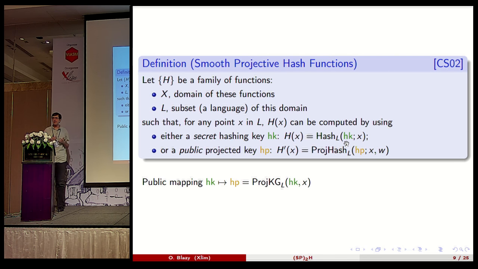We are also going to use smooth projective hash functions. To remind you of the definition, this was introduced in 2002 by Cramer and Shoup. You consider a family of functions defined over a domain X, and more precisely, you consider a subset of this domain that is what you call a language. That's a set of words that verify some property, and where there exists a witness W that indeed proves that the word verifies this property. You want the function to be evaluated in two ways: either through private evaluation using a secret hashing key HK, so you compute directly a hash using HK on the word, or through a public evaluation that uses a projective key HP defined with the use of HK. If you use the public projection key, the word, and the witness, you should be able to compute a value h prime, and if everything goes well, h prime should be equal to H(x).